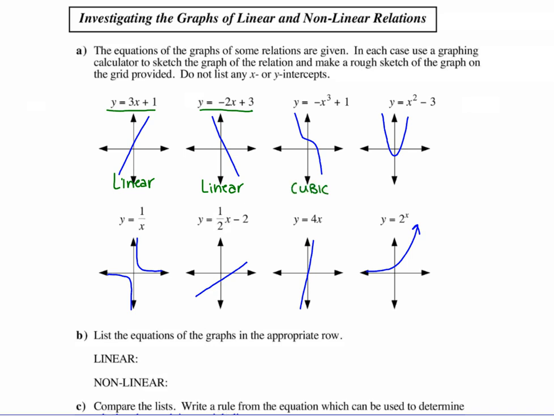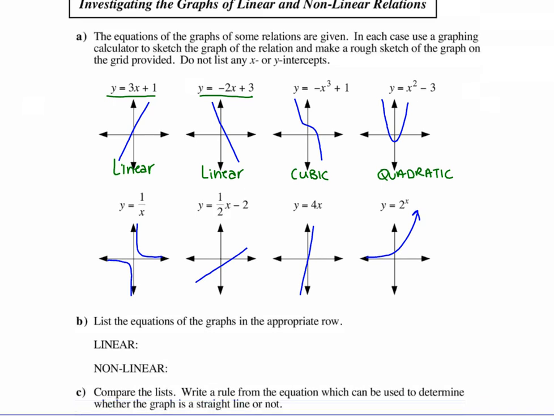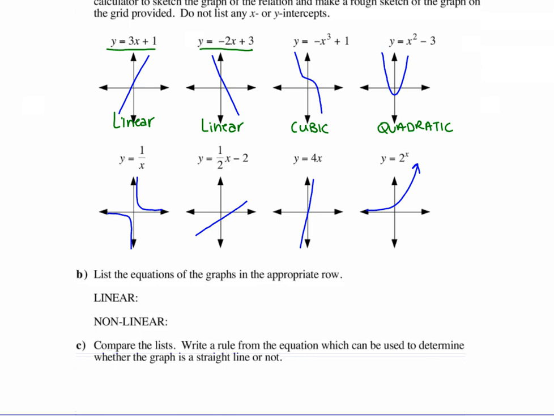Why do you think it's called a cubic? Power 3. This guy, linear? No. Quadratic. Which is funny because when you think of quad, you think 4. But sometimes it doesn't. This guy, would this be linear?